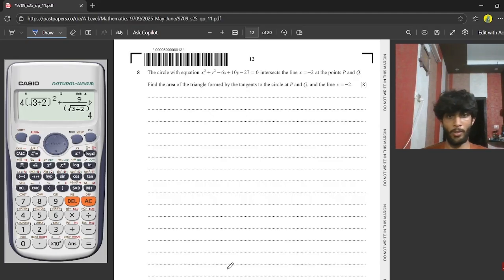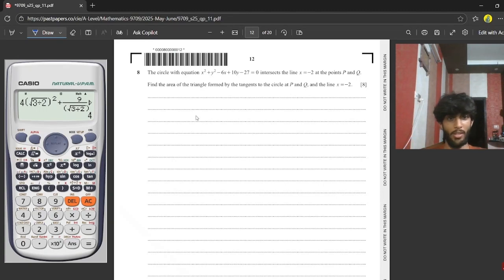Question 8 right here, boys, and this generally is an 8-mark question, so it's not going to be easy. The circle with equation x squared plus y squared, okay, I'm not going to read all of that, intersects the line x equals negative 2 at the points P and Q. Find the area of the triangle formed by the tangents to the circle at P and Q and the line x equals negative 2.